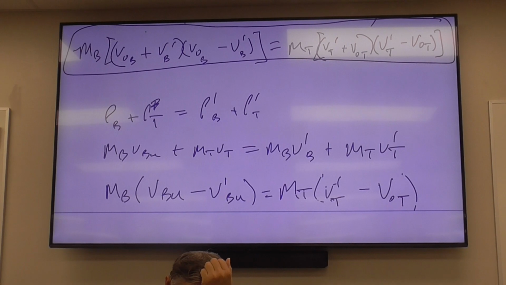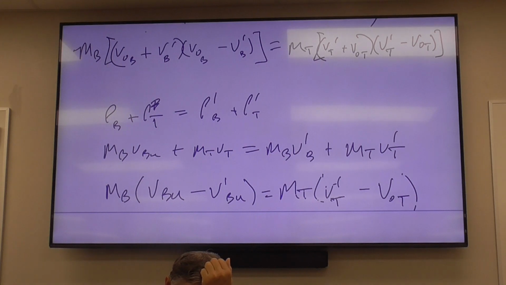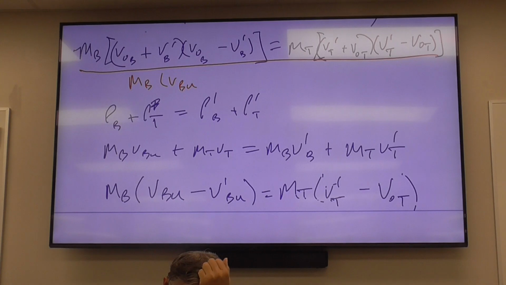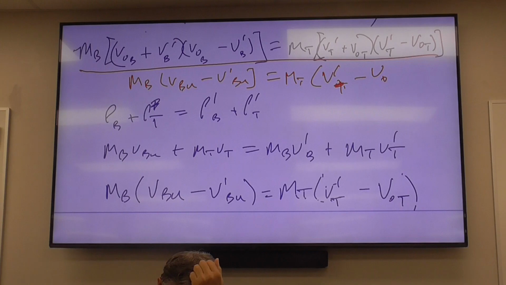Let me change up that color a little bit. So I'm going to divide by the momentum line: mass of the bullet times the velocity of the bullet minus the new velocity of the bullet equals the mass of the target times the new velocity of the target minus the original velocity of the target.